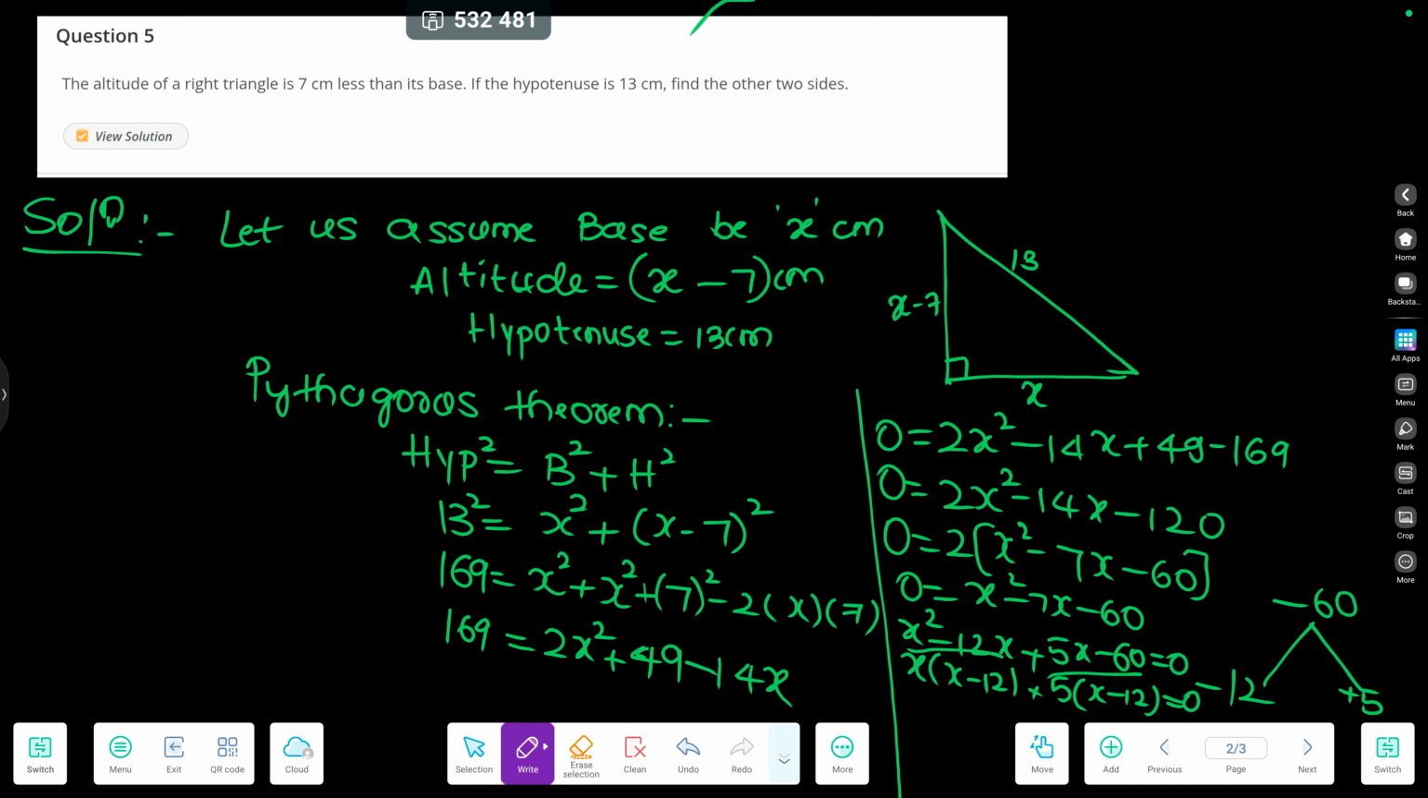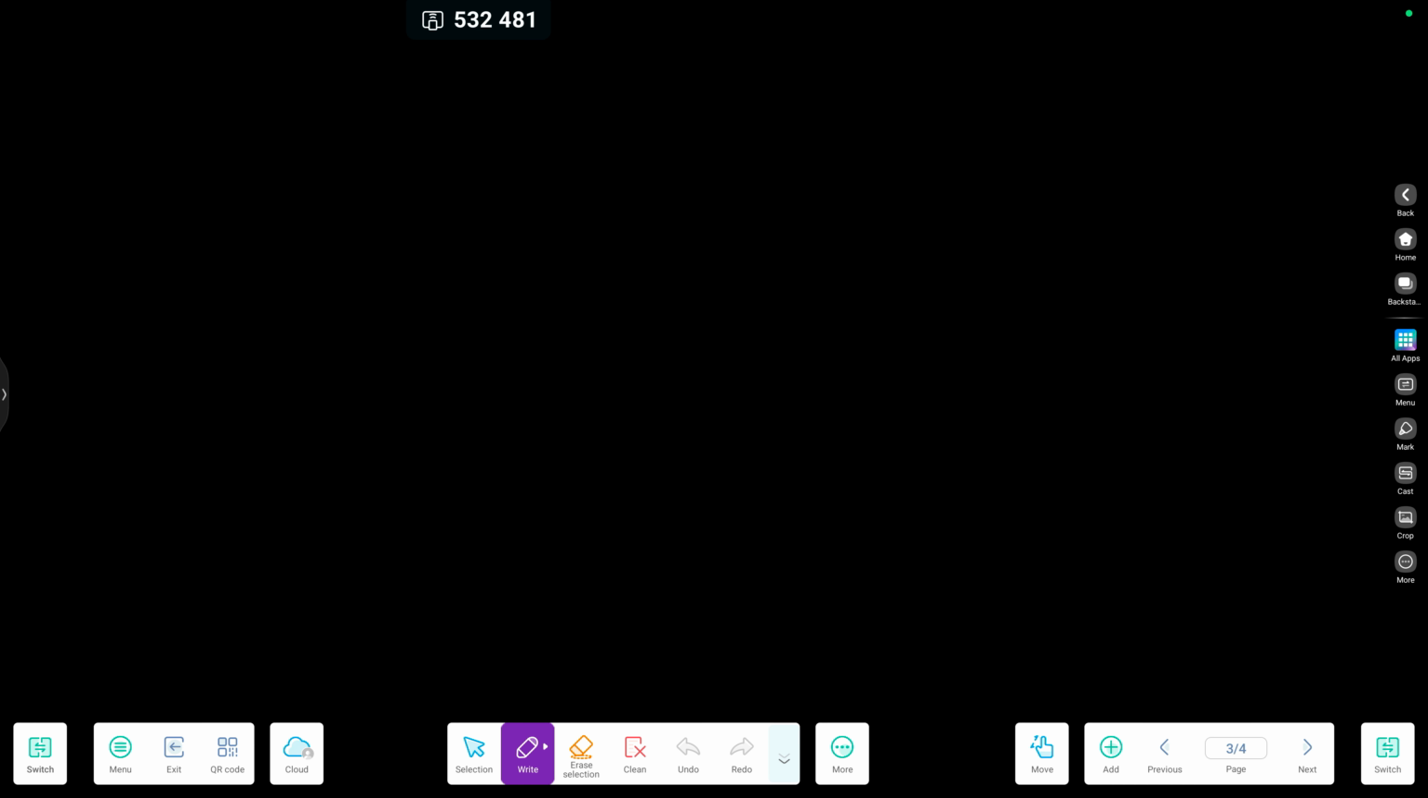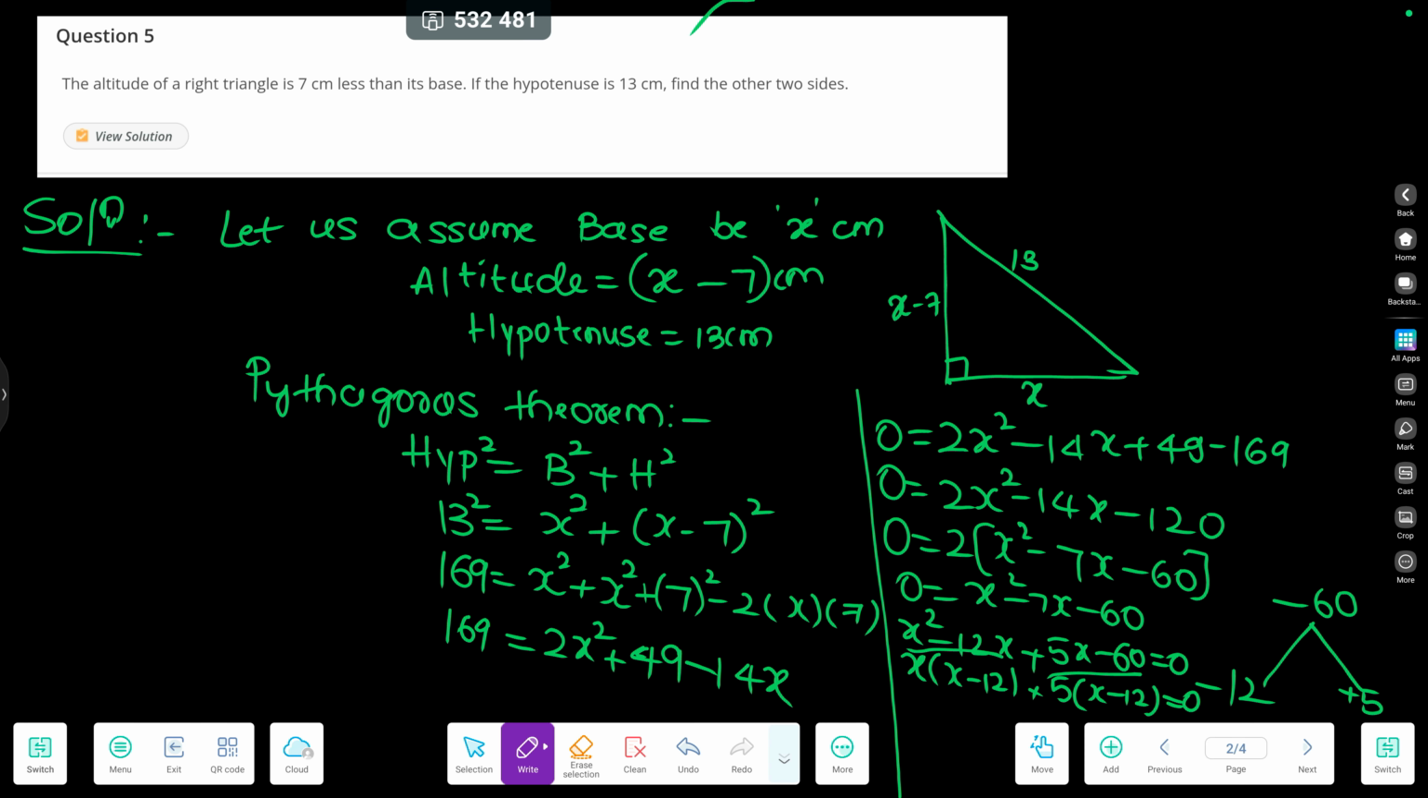What is common in the whole equation? x minus 12. What is left? x plus 5. Next, one time x minus 12 equals 0, and one time x plus 5 equals 0.